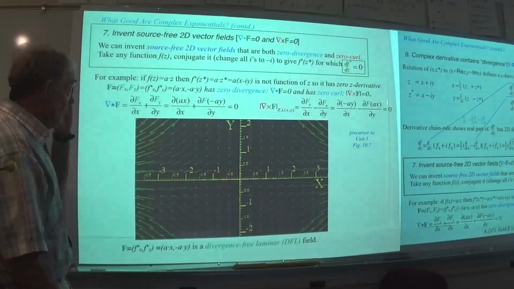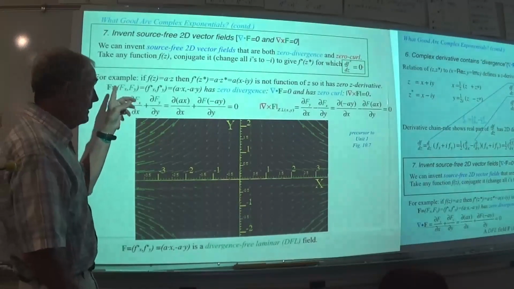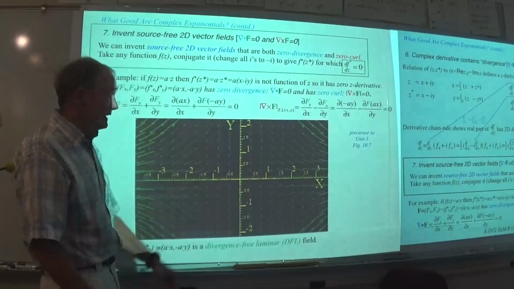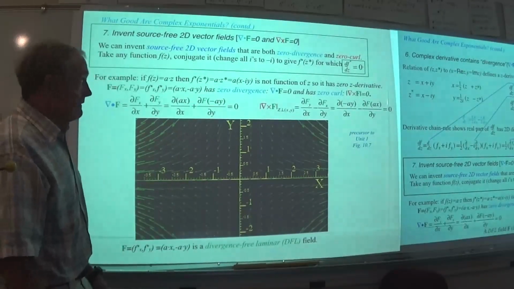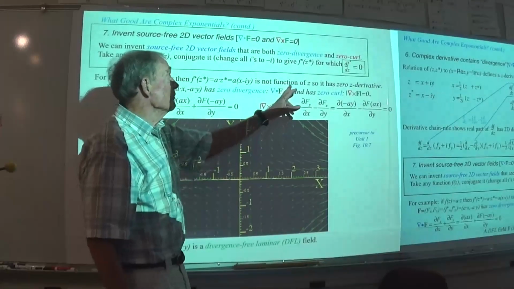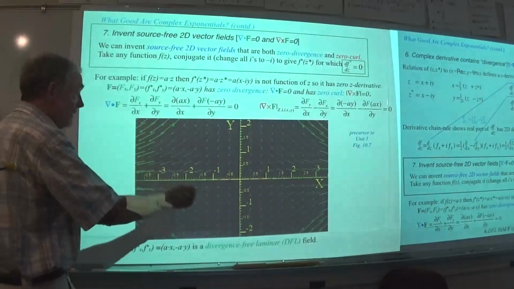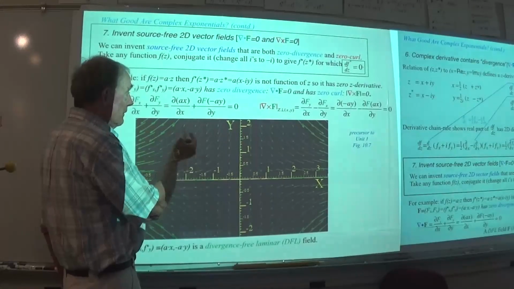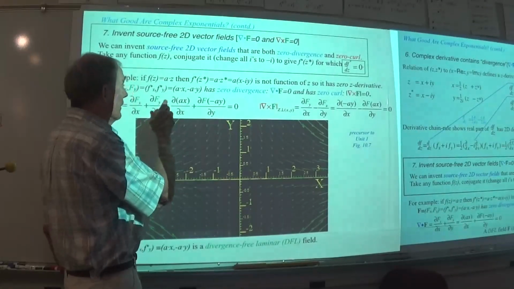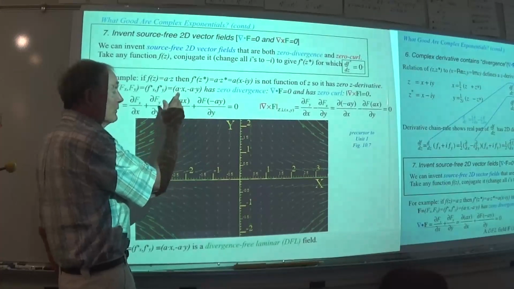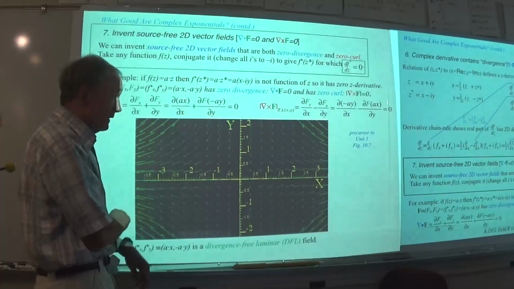That's what happens when you take this particular function, just a times z, and conjugate it, and then draw vectors at any point that are given by the functions that we have written right here. These are the vectors here with a equal to 1 being plotted.